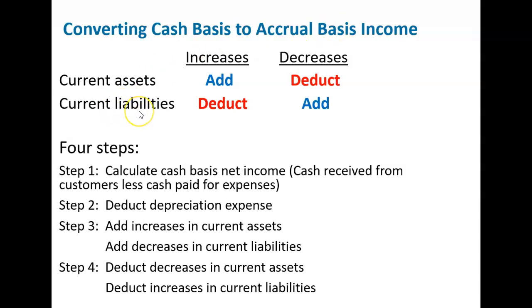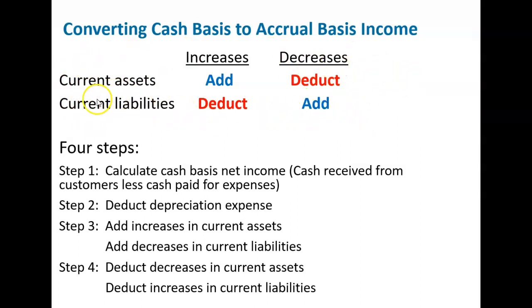Then look at your current liabilities, such as accounts payable, wages payable, rent payable, etc. And if the balance during the year in that current liability account increased, then do the opposite. Deduct it from your cash basis net income to arrive at accrual basis net income. If, on the other hand, the balance in your current liability decreased during the year, then add that decrease to your cash basis net income in arriving at the accrual basis net income. You will not be able to figure out what the accrual basis net income is unless you flag this page and carefully follow this formula.